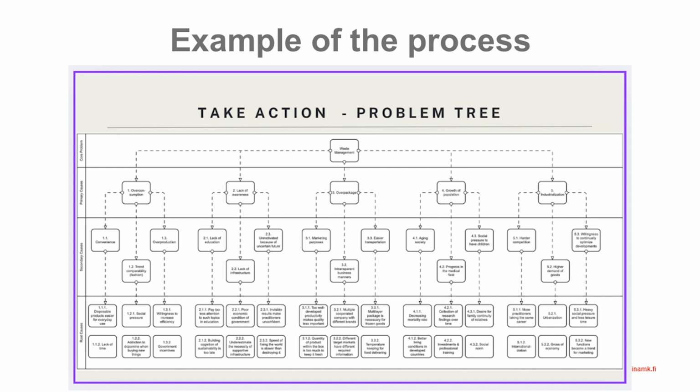Here are some examples of the process. As you can see, the problem tree is rather detailed. There are lots of different branches. This case is on the topic of waste management, also general waste-related issues. You can take a look at these examples to understand how detailed this analysis can really be.